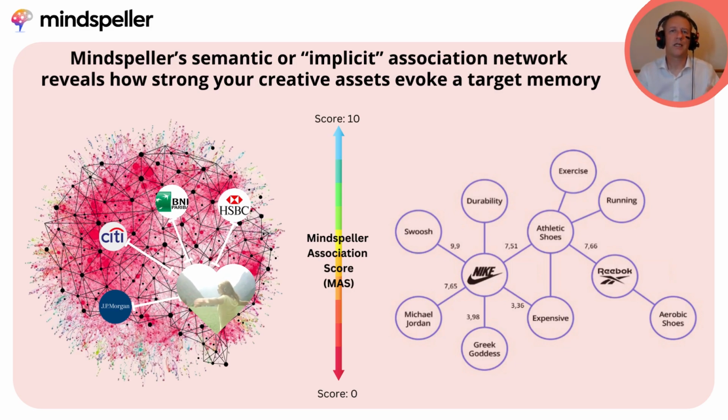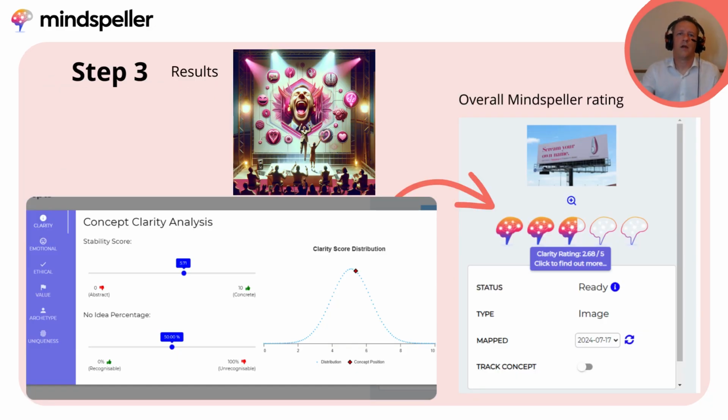This brings us to step 3. Now it's time to finally reveal our answer. Is this womanizer ad an asset or a liability for the brand? As always in data science, the answer is nuanced. You need to contextualize your score. So let's have a look at the clarity rating for this ad. This rating consists of 2 types of scores, the stability score and the percentage of no idea type responses.